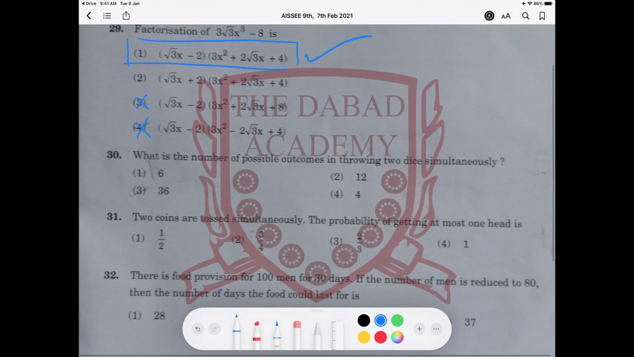In question number 30, what is the number of possible outcomes in throwing 2 dice simultaneously? So its answer is 36. Obviously it was an easy question. 2 dice is thrown, so the sample space is 6 into 6. Sample space represents the total maximum possible number of outcomes.